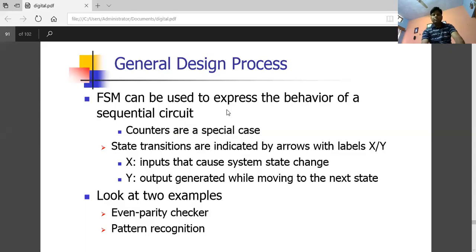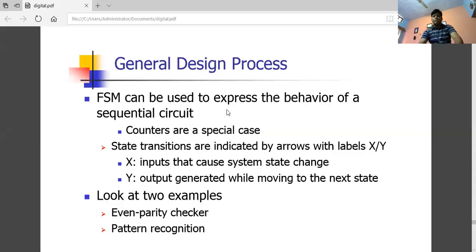Today I am going to continue sequential circuit design. So right now we have to start from this section. Design. The general design structure as a finite state machine can be used to express the behavior of a sequential circuit.